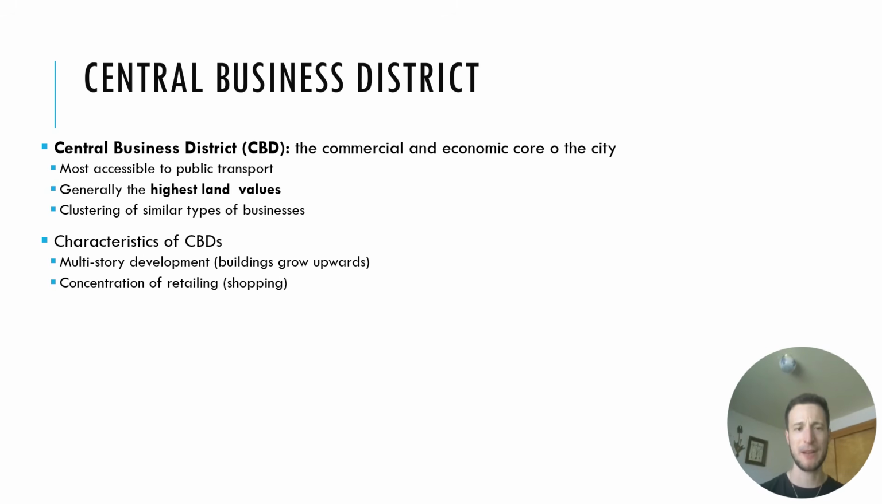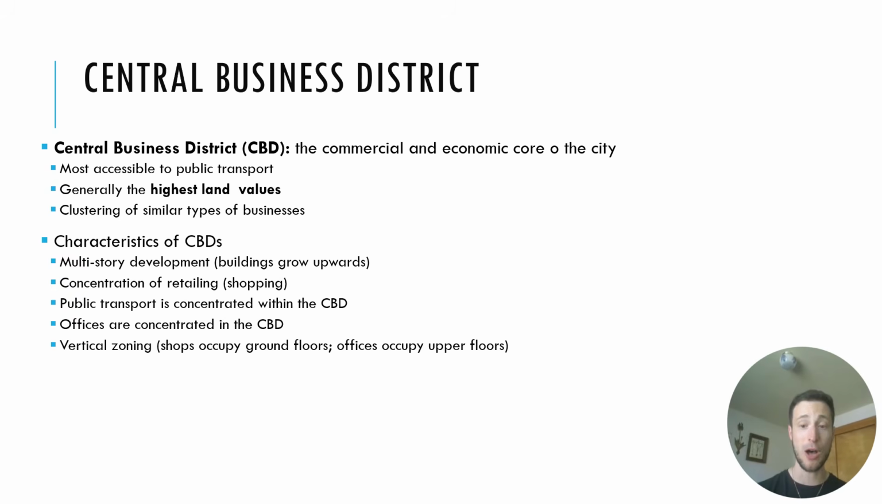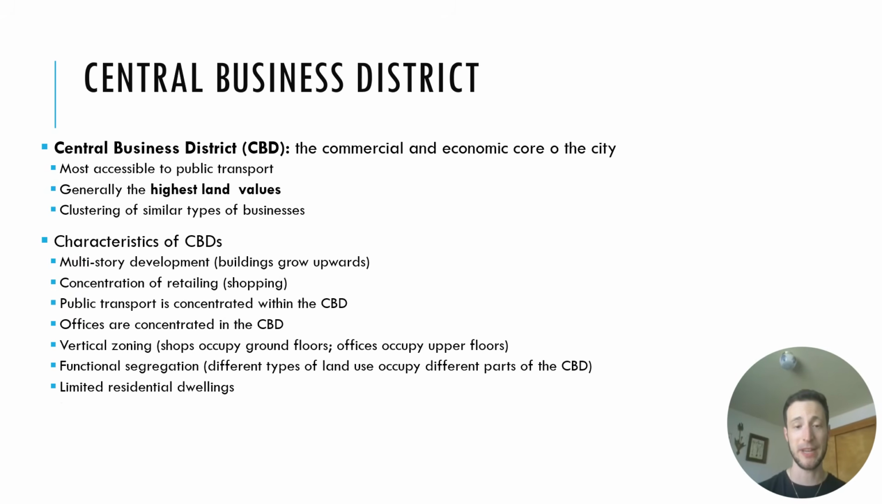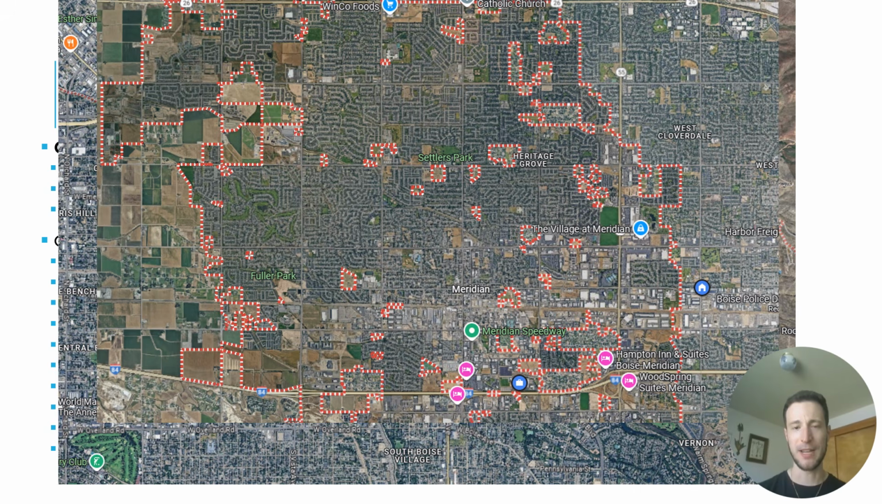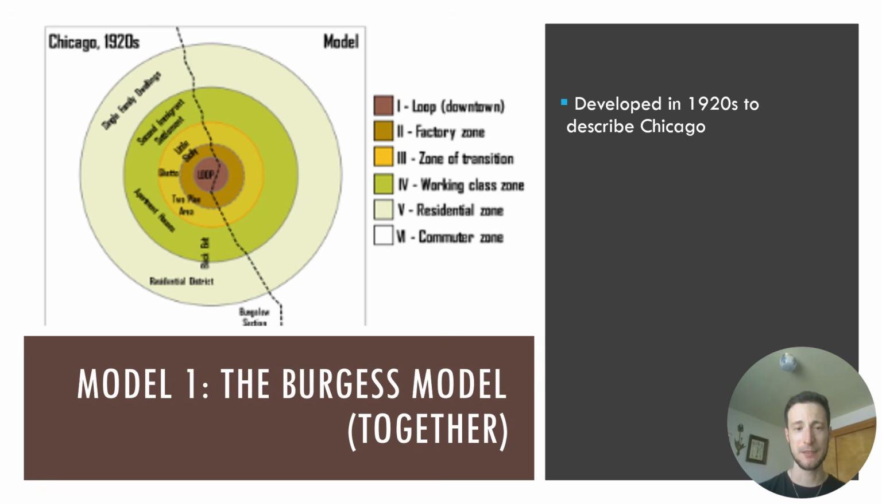Here's some characteristics. I'm not going to go through every single one. You can pause me and take a look at those if you'd like, but they're going to have specific characteristics that are important to the central business district, or the CBD. There's a couple. You got Boise first and then Meridian.